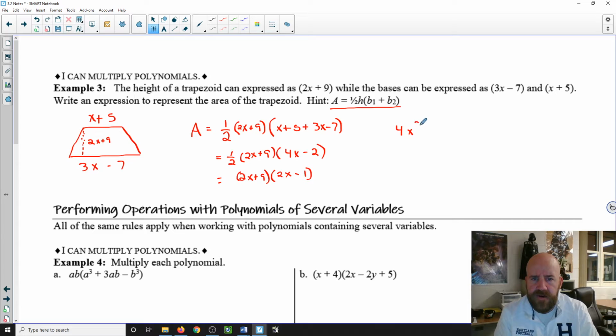We get 4x squared. We get a negative 2x and a positive 18x. So that would be positive 16x. And then minus 9. So here is our expression for the area of the trapezoid.